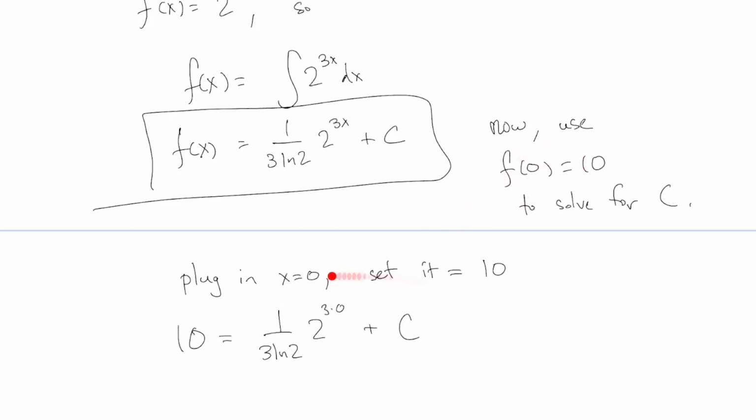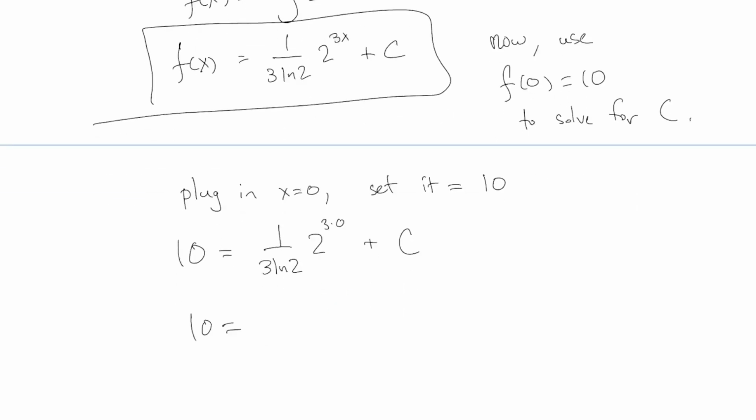So that's what I do. Plug in x equals 0, set the whole thing equal to 10. And in theory, you should be able to solve for c, because everything else here is just numbers. So move the numbers around however you need to in order to solve for c. Now I can simplify here. What is 2 to the 3 times 0? Show me the fingers if you like. It is 1. Anything to the power 0 is 1. Everybody knows that. 3 times 0, of course, is 0, so this is 2 to the 0, which is 1. So that's just 1 over 3 ln 2 plus c.